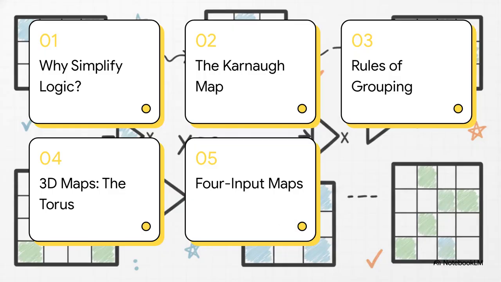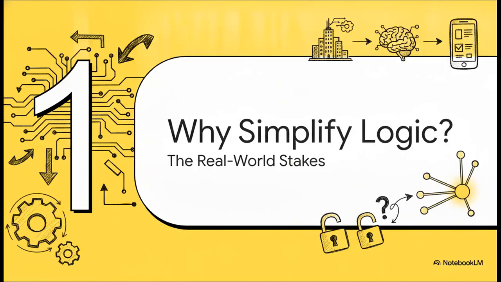Here's our roadmap for today. First, we'll ask, why simplify Boolean logic? Then we'll introduce the Karnaugh map itself. Third, we'll go over the rules of grouping. After that, we're going to start thinking in 3D with something called the torus. And finally, we're taking on the 4-input boss level. So, Section 1. Why simplify Boolean logic?